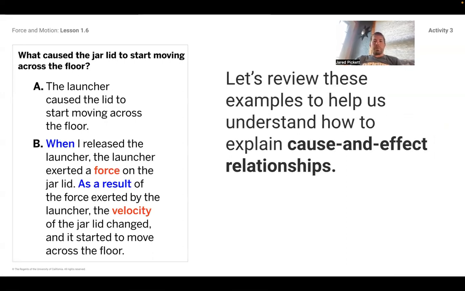So let's review these examples to help us understand how to explain cause and effect. So remember, instead of using a jar lid, what we ended up doing is we used those pass cars to shoot out erasers, right? So the pass car caused the erasers to start moving across the floor, right? What happened when we started using different amounts of that force from the pass cars?